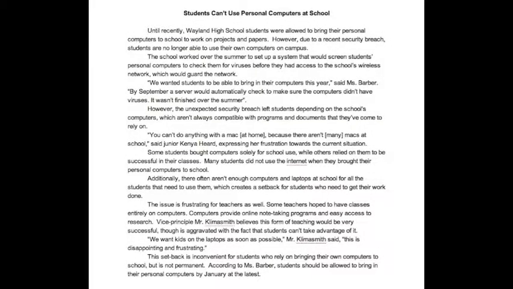Great job, Marissa. Here's our article completely edited. Now that you know how to edit an article, get to work, journalists.